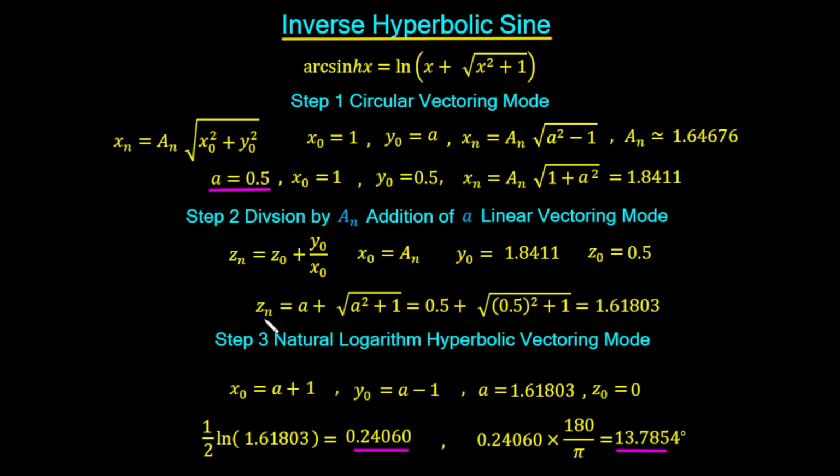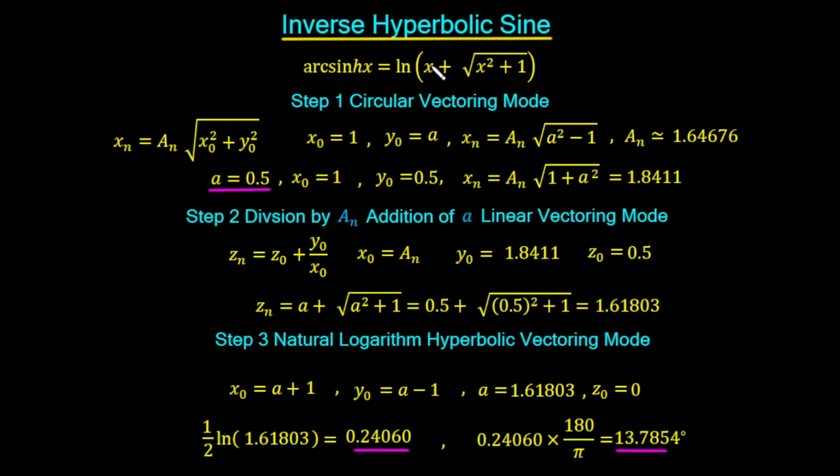So we're going to have the output zn equal to a plus the root of a squared plus 1. So the a is the 0.5. When we put that in, we get 0.5 plus the root of 0.5 squared plus 1. So we should get a value of 1.61803. So that's us worked out this section here.